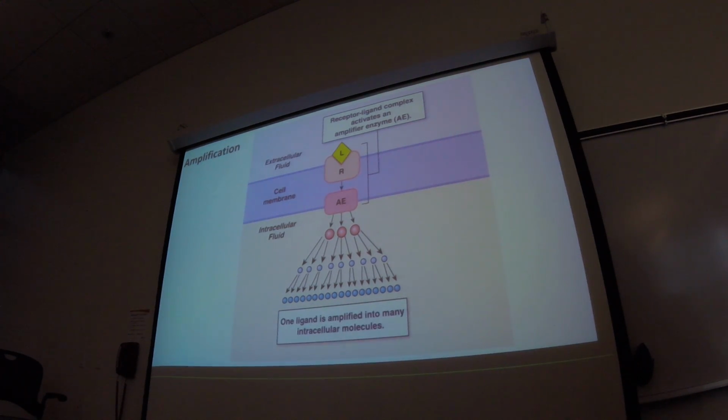And so here once again we have the first messenger binding to the receptor, and this receptor activates this amplifier enzyme. That's what this AE stands for. Amplifier enzyme. And this amplifier enzyme will create secondary messengers, which will then in turn activate even more messengers, and then those messengers will activate even more messengers. And so this is where we have this amplification event, where one molecule gave rise to a lot of messengers.